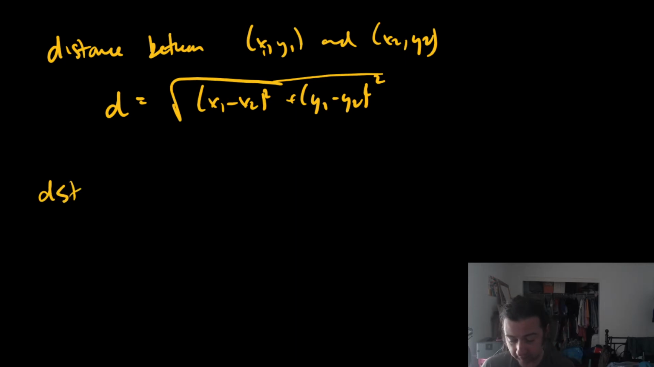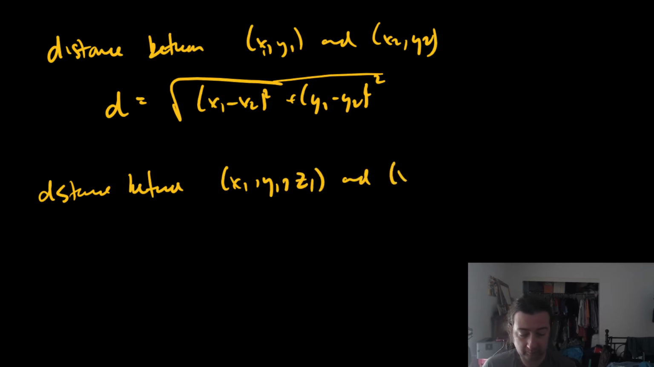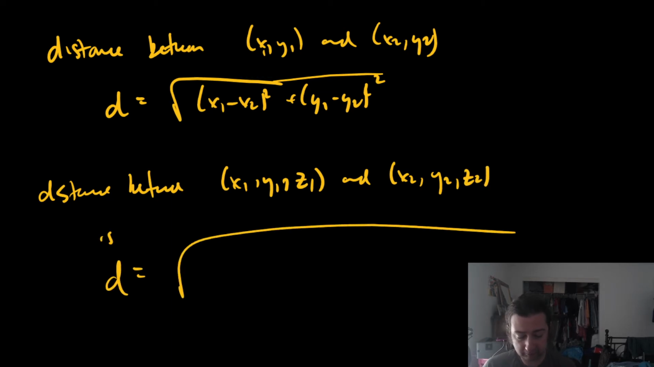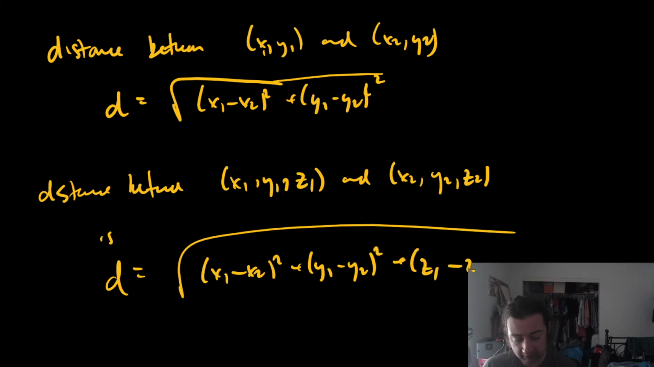So the distance between (x1, y1, z1) and (x2, y2, z2) is d equals the square root of (x1 minus x2) squared plus (y1 minus y2) squared plus (z1 minus z2) squared. So you just go one more.